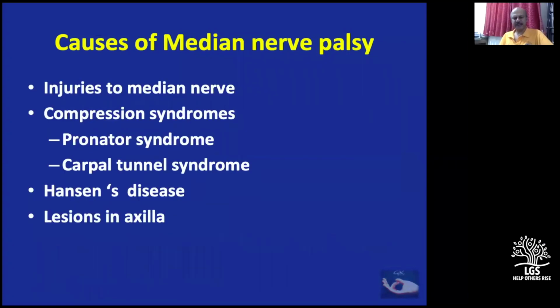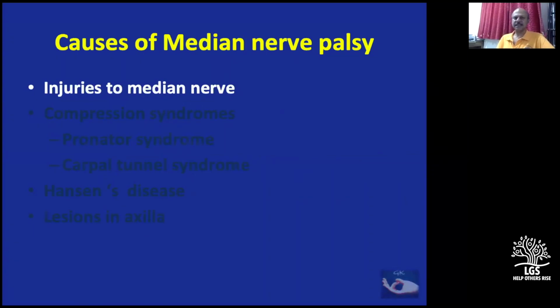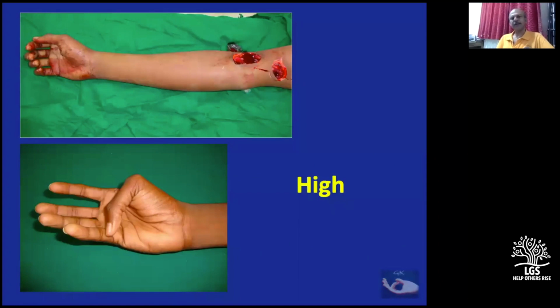Now, we will see what are the main causes of median nerve palsy. Injuries to the median nerve form the biggest component. Next, we have compression syndromes, then Hansen's, then lesions in the axilla, which we shall be seeing now. Injuries to the median nerve form the major component. It could be high up in the elbow, sometimes even in the arm or in the axilla. And here you can see that there is an injury to the median nerve. This was an example that I quoted in one of my talks earlier on.